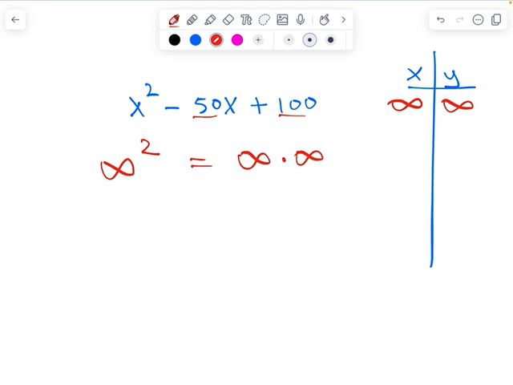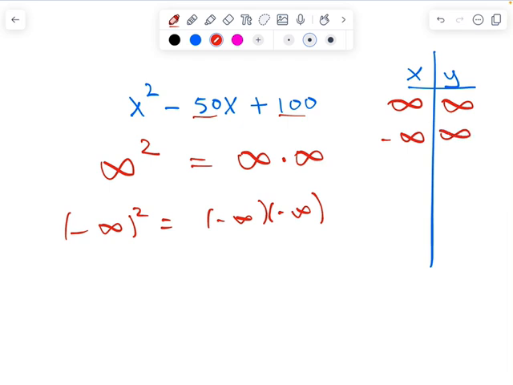What if I do something like a really big negative number, like negative infinity? If I do negative infinity squared, again, a negative times a negative is a positive. So negative infinity squared is going to be positive infinity.